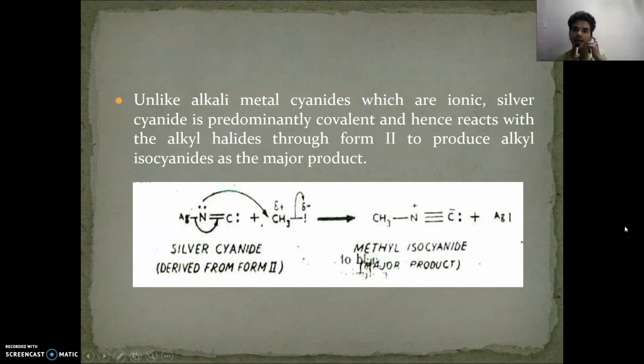Then unlike the alkali metal cyanide, which is ionic, silver cyanide is predominantly covalent and hence it reacts with the alkyl halide through the second form to produce the alkyl isocyanide as a major product. So the silver isocyanide derivative forms the final major isocyanide. Methyl isocyanide is a major product in this reaction, and like that method.